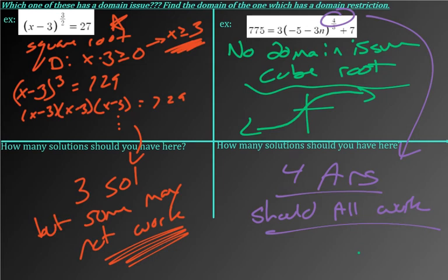And then don't forget that if it's an even root, you're going to have to be more careful, and you're going to have to check the domain part for those. Or just check your answers against the original equation. So you can get your 3 answers and just plug them in and see which ones work.